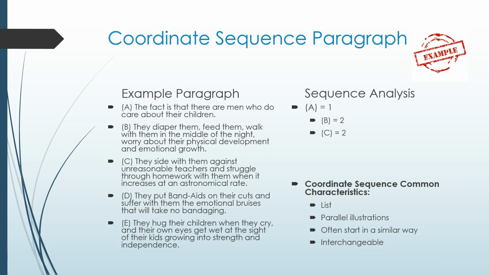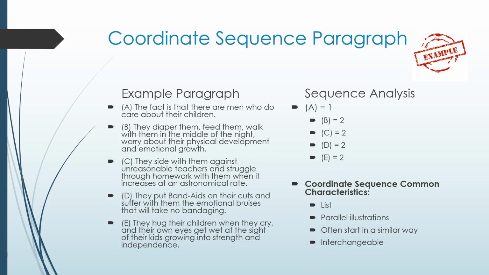Sentence D, about putting band-aids on and helping with emotions, is another separate example of how dads care, connected to sentence A, but not the others. It's another example, and therefore it too will be a level 2 sentence. Finally, sentence E is another listed way dads care, another equal example that will also be a level 2 sentence.